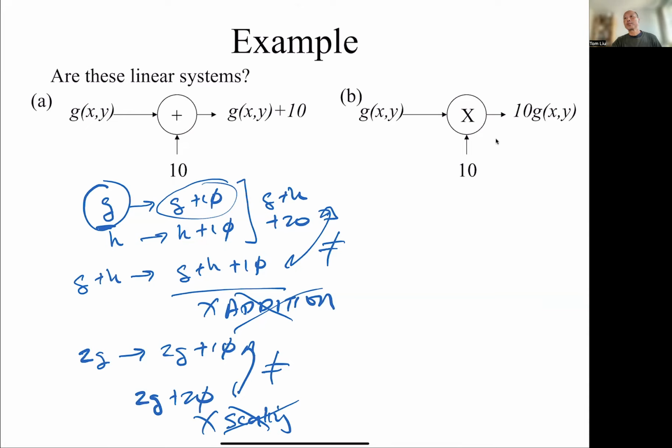Okay, if there's no questions, let's start the next one. So the next poll is for B. So here I have a function G and the output is 10G, and tell me if this is a linear function or not.